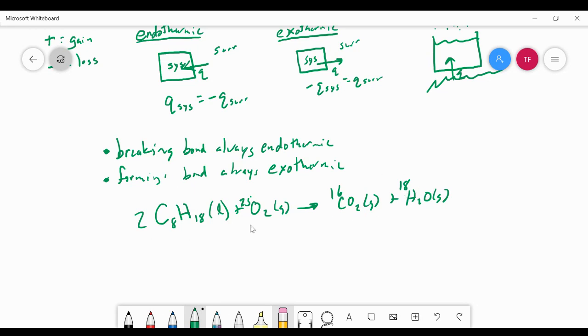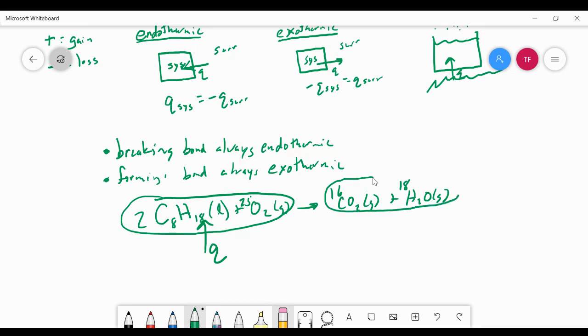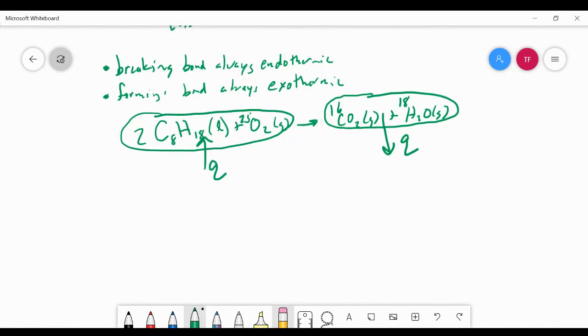So we have bonds broken. Is that endothermic or exothermic? Breaking bonds is always endothermic. So heat or energy has to go in to break all of these bonds. And then when these new bonds are formed, energy is going to be released. And so we have this balance between energy going in and energy coming out of this chemical reaction. And almost all chemical reactions require bonds to be broken and new bonds to be formed.